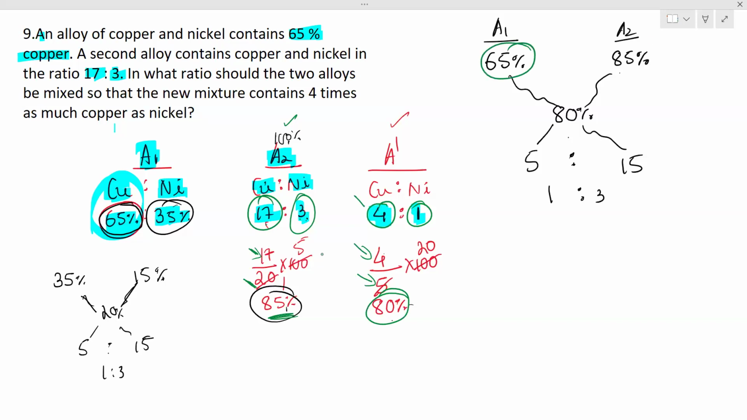First alloy 65%, second alloy 85%, and in the combined mixture it is 80%. Now if I do the alligation method, 80 minus 65 gives me 15, 85 minus 80 gives me 5. In what ratio must alloy 1 and alloy 2 be mixed? They must be mixed in the ratio 1 is to 3. Perfect.